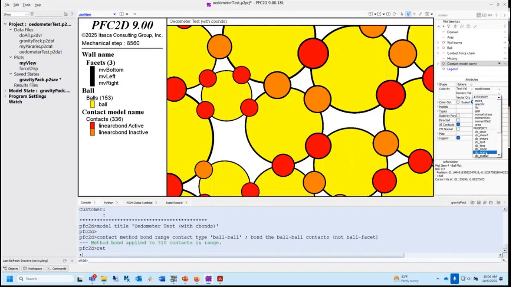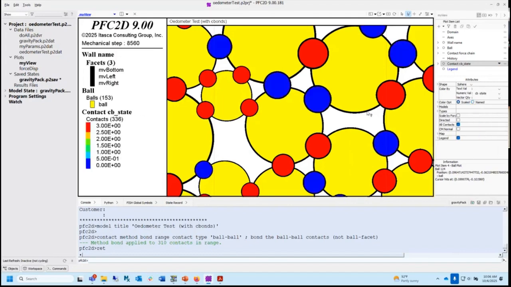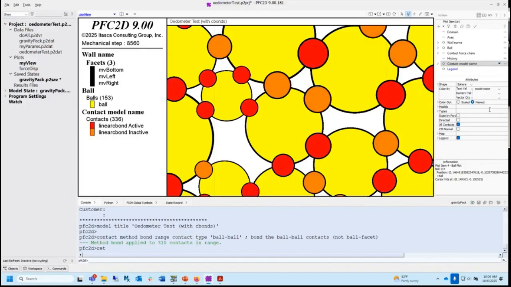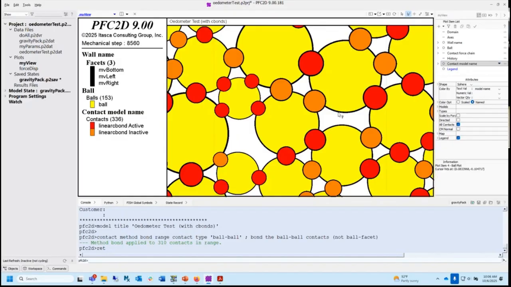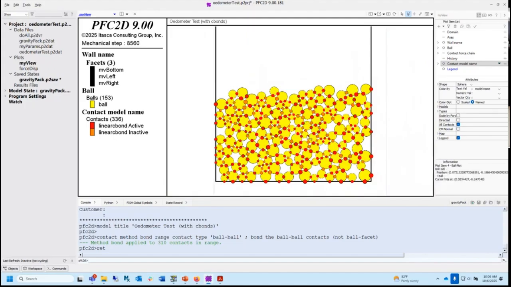Yep. Okay, so CB is a state. It's a bit confusing. Okay, so go back to this again. Just a minute. Good that you're asking this. It is confusing. Here we go. Here's my microstructure. All of these guys have the linear C-bond model. With me? All of them do. And some of them are active and some of them are inactive. You with me? Yes. And the definition of active here means that they're overlapping.